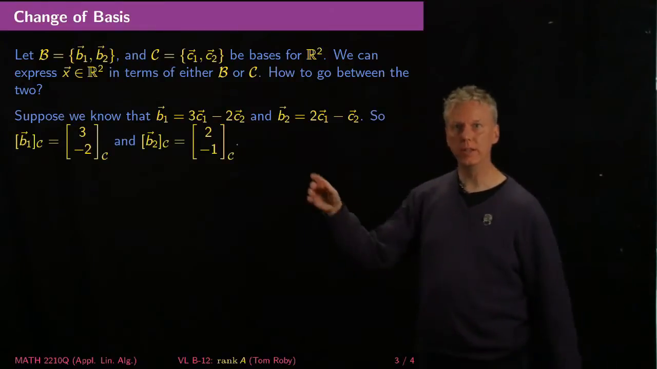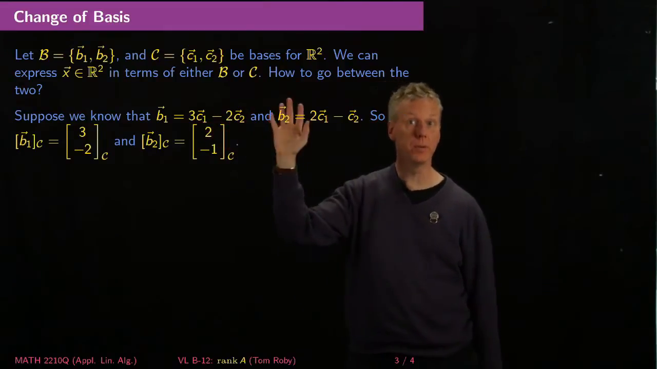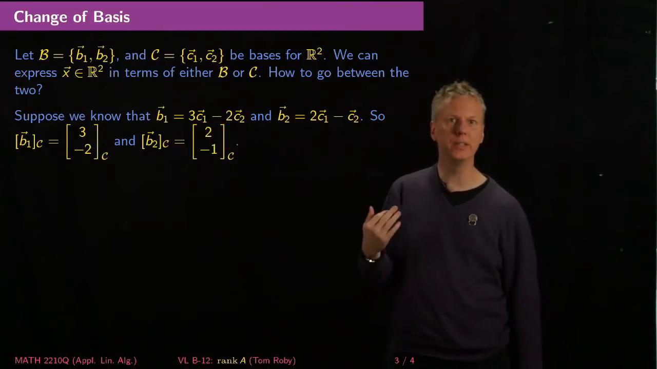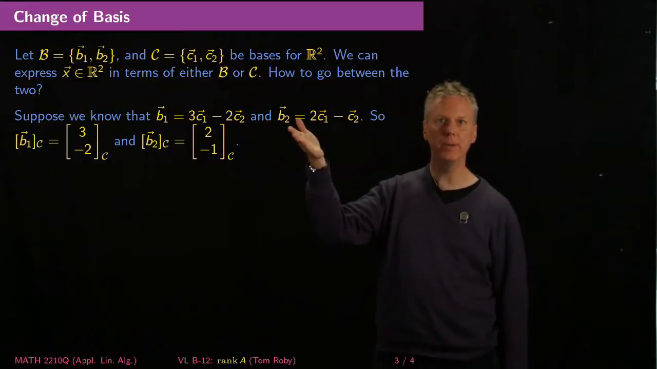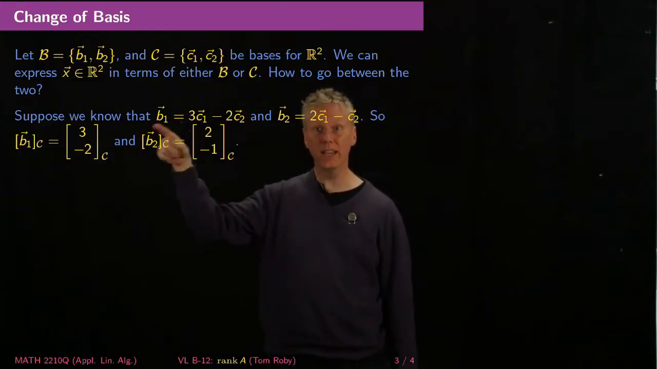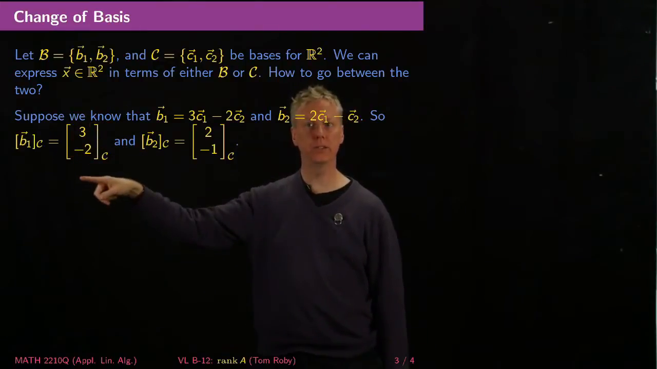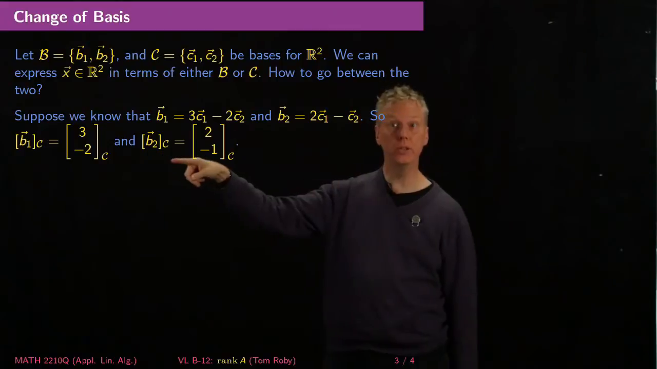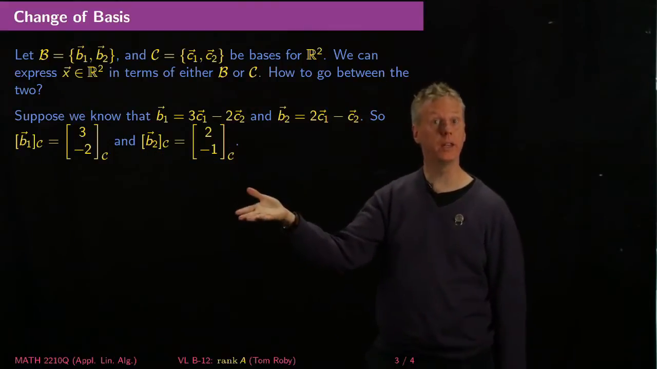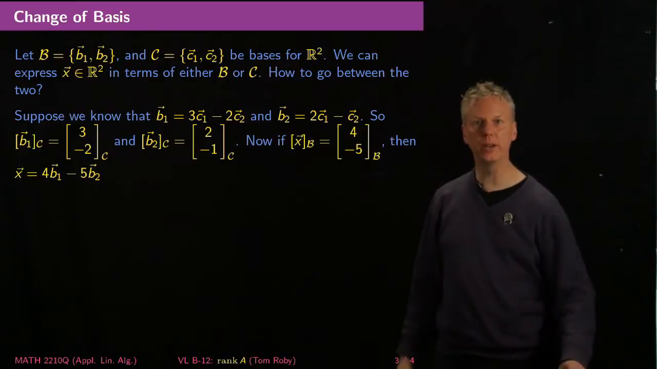So if I can write B1 as, say, 3C1 minus 2C2, and these numbers are just meant to be generic, but it's easier to think about concrete numbers, and say B2 is 2C1 minus C2, then what that means is that in C coordinates, B1 is (3, -2), and B2 is (2, -1) in C coordinates. Okay, so far so good. I haven't done anything tricky yet.